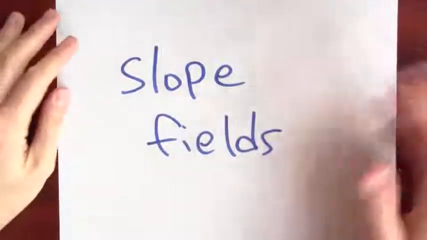There's a visual way to gain some insight into these antidifferentiation problems. That visual method goes by the name of slope fields. So what's a slope field?